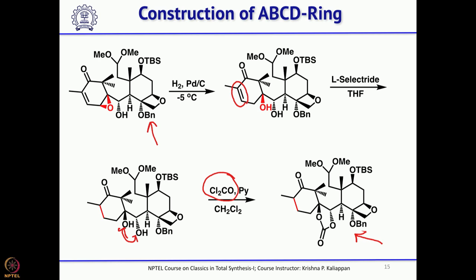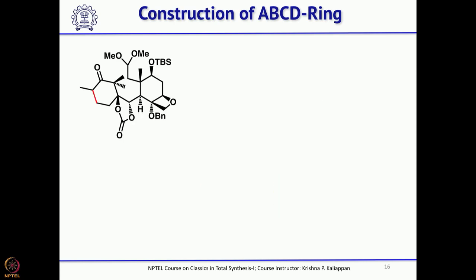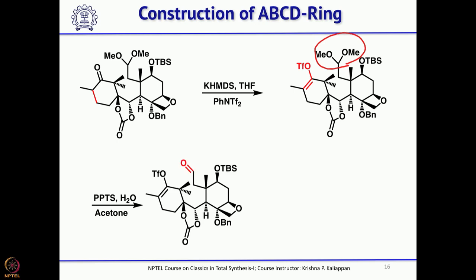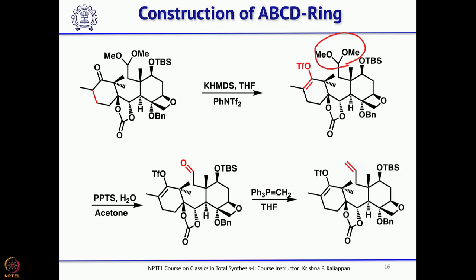Now what we need to do is connect the northern hemisphere. The original plan was to carry out an intramolecular Heck reaction. For that, you need this to be an enol triflate. That is very easy: you treat with base and quench with the corresponding triflating agent, so you get the enol triflate. And for the Heck reaction, on the other side you need a double bond. So you have to remove this acetal and convert it into a double bond. That is also simple. Remove the acetal and then do a Wittig reaction, and you get the double bond.